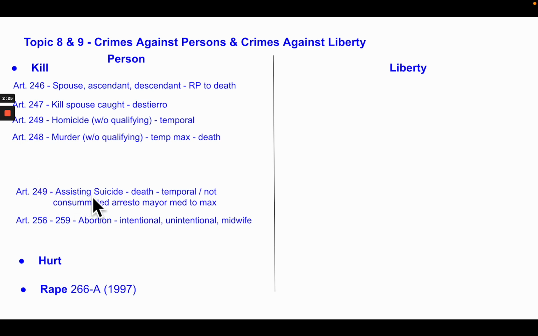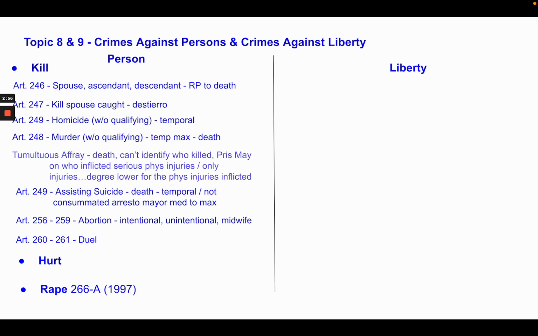If you assist a person to commit suicide, and it causes the death of the person, the penalty is reclusion temporal. It's like homicide when you assist and it causes his death. If you assist and it does not cause the death of the person, the penalty is arresto mayor medium to maximum. When you agree to kill each other, there's a duel. This likewise is defined and penalized under the Revised Penal Code.